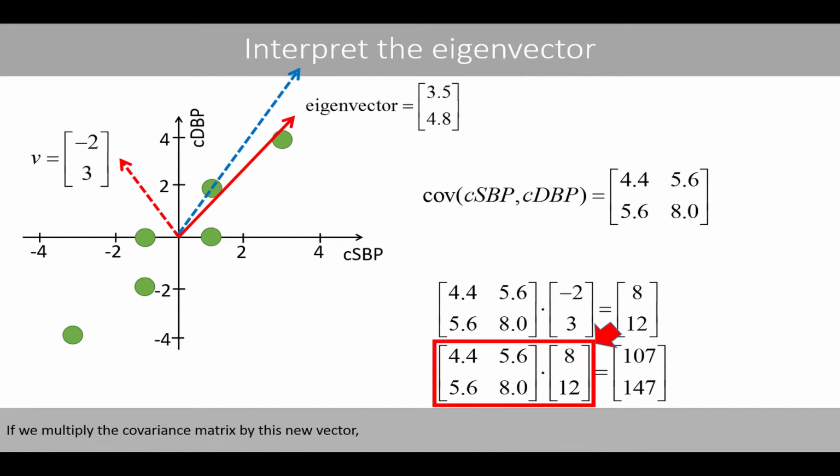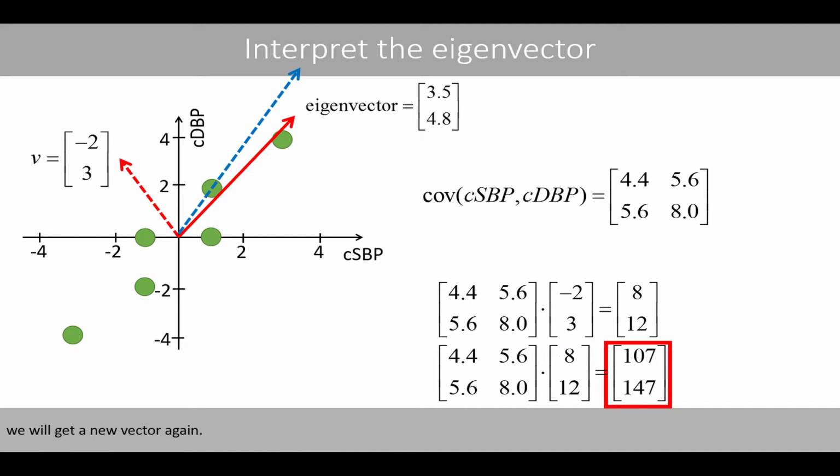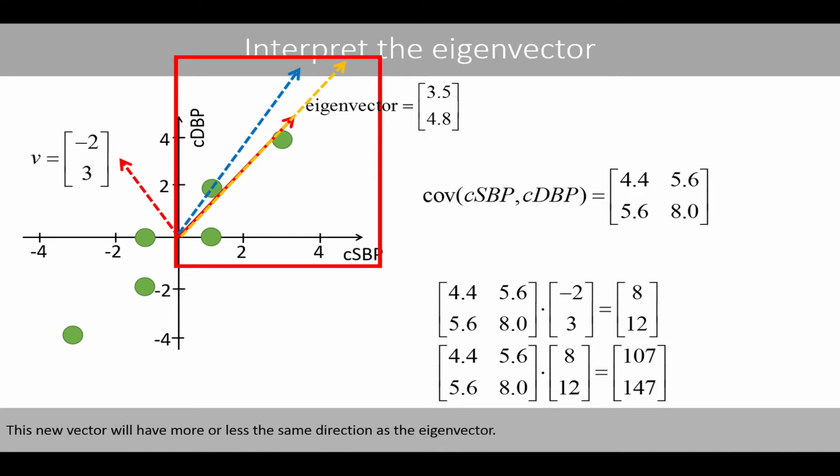If we multiply the covariance matrix by this new vector, we will get a new vector again. This new vector will have more or less the same direction as the eigenvector.